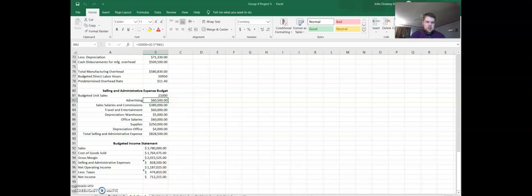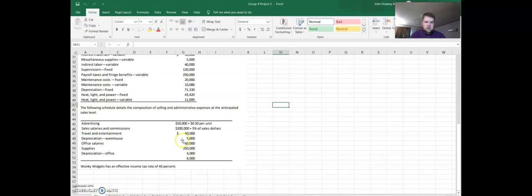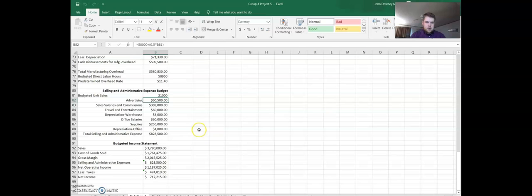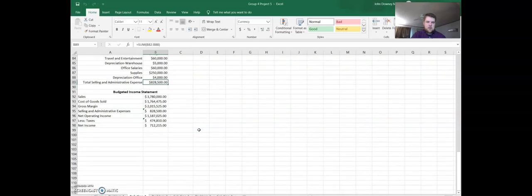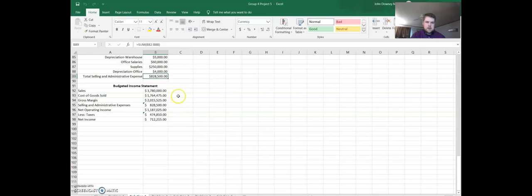Sales salaries and commissions, as stated before, is $200,000 plus 5% of total sales dollars, which gives us our total sales salaries and commissions there. And then everything else is just outright given in the introduction. So when we total all of those together, we get a total selling and administrative expense of $828,500.